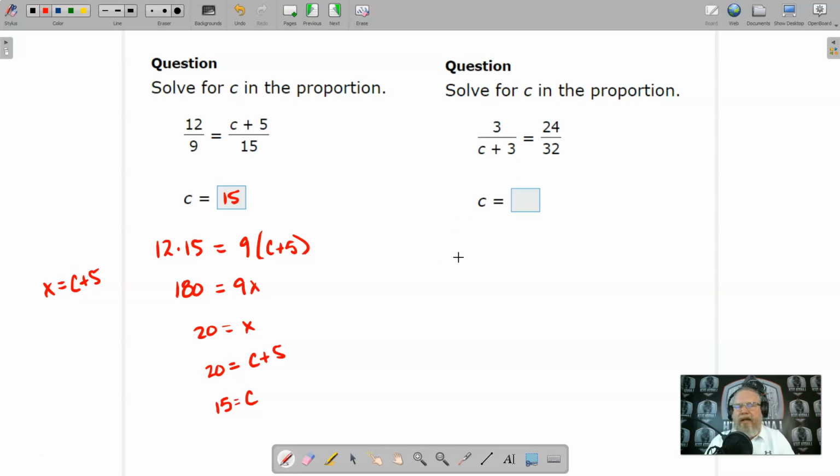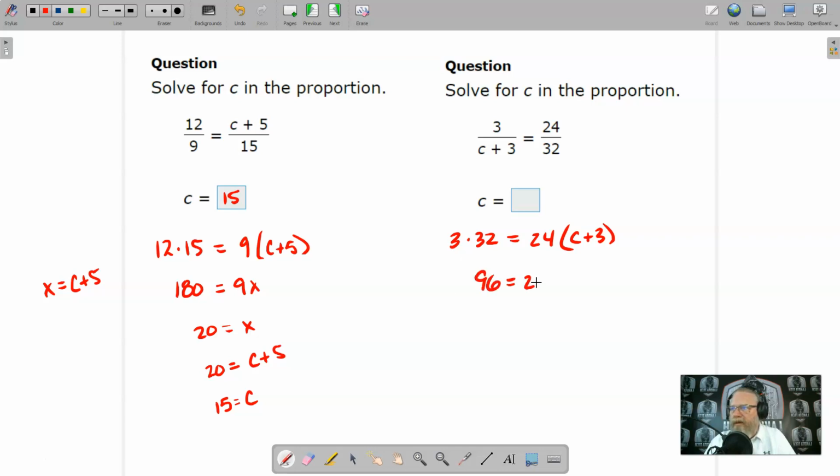So let's go ahead and look at the next problem. 3 times 32 is our extremes, 3 by 32. We're going to set that equal to 24 times the quantity of c plus 3. So let's go ahead and do 3 times 32, was it 96, is it? 32 by 3? Yep, 96.